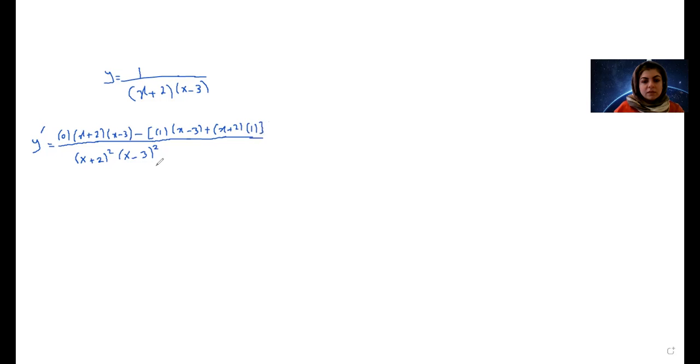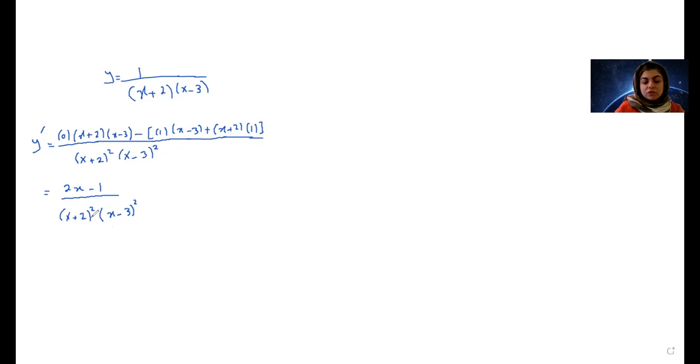If I simplify that, it's going to be x plus x is 2x. Negative 3 plus 2 is negative 1. So (2x minus 1) over (x plus 2) power 2, (x minus 3) power 2. Okay. As you see, this is my first derivative.